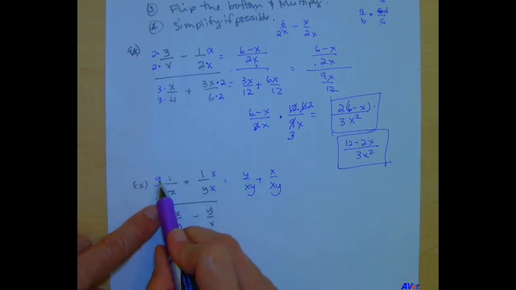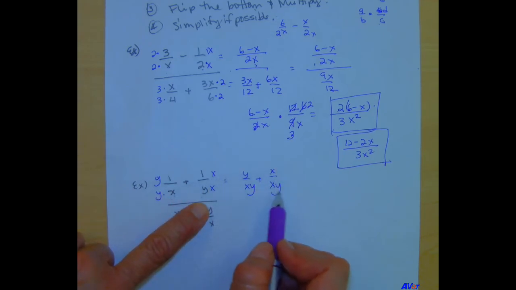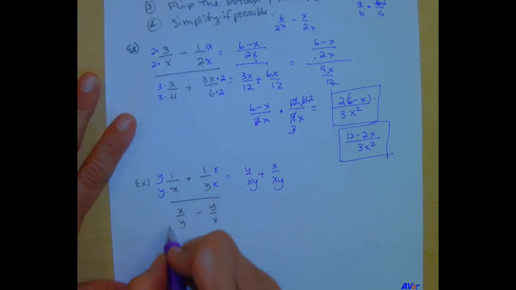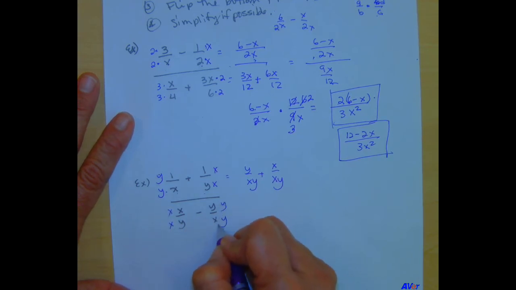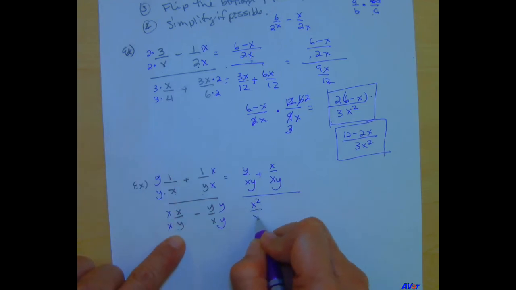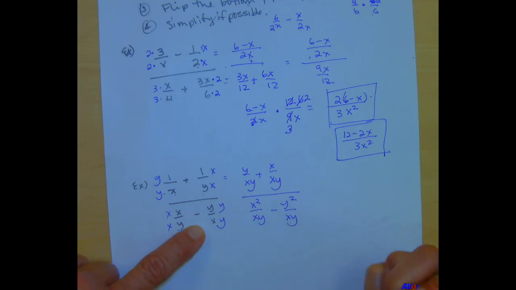So first fraction, y over y times x, I switched them, plus x over y times x, I switched them. Same thing on the bottom. X times y is our common denominator, so x, y. So that one will be x squared over xy minus y squared over xy.